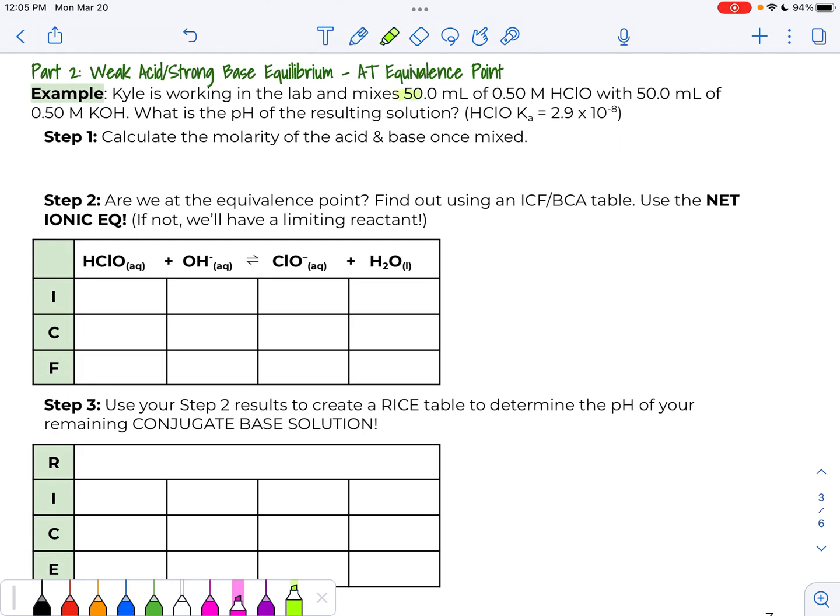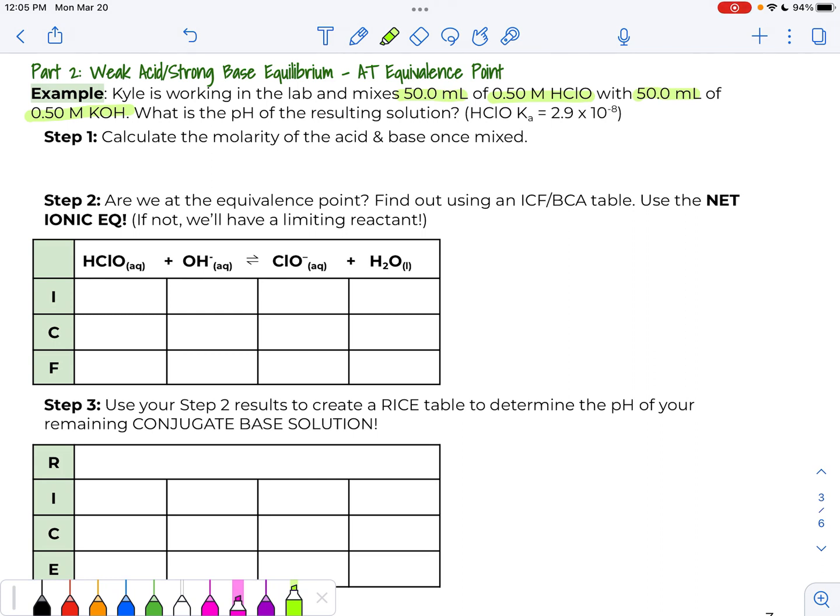So Kyle's working in the lab and mixes 50 milliliters of a 0.5 molar HClO solution with 50 milliliters of a 0.5 molar KOH solution. What's the pH of the resulting solution? And again, we're given the Ka value for HClO acid. So to start, we always have to calculate the molarity of the acid and the base once mixed. We have equal volumes, 50 milliliters, add it together and you get 100 milliliters. And we have the same molarity, 0.5 and 0.5.